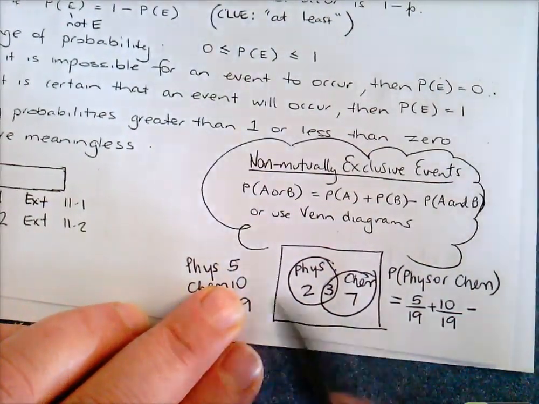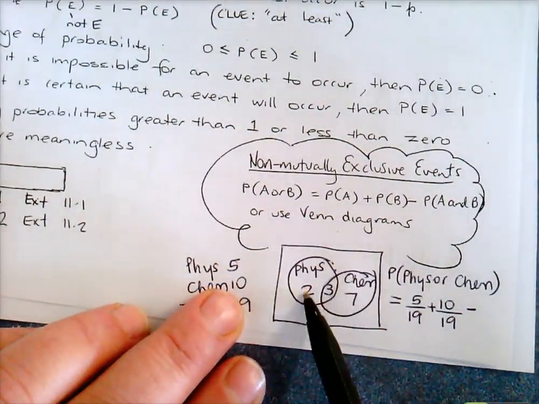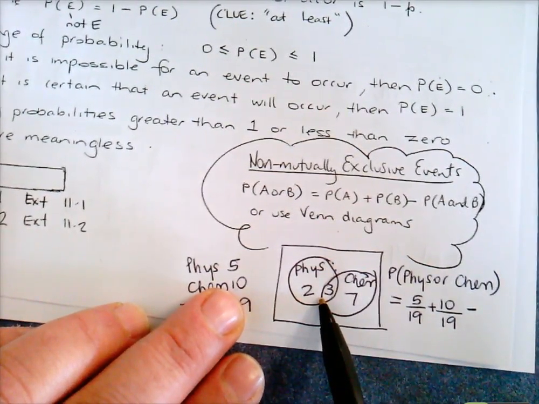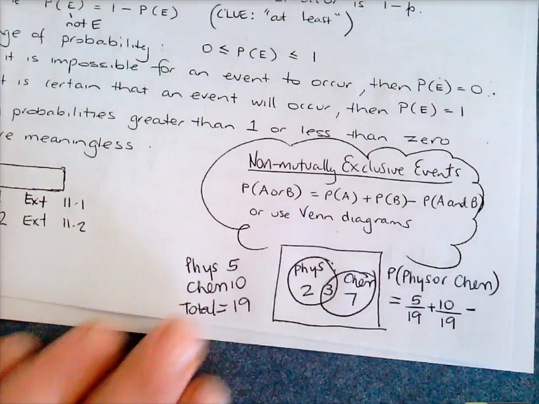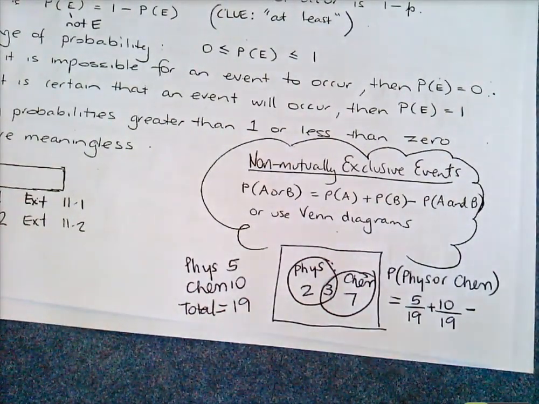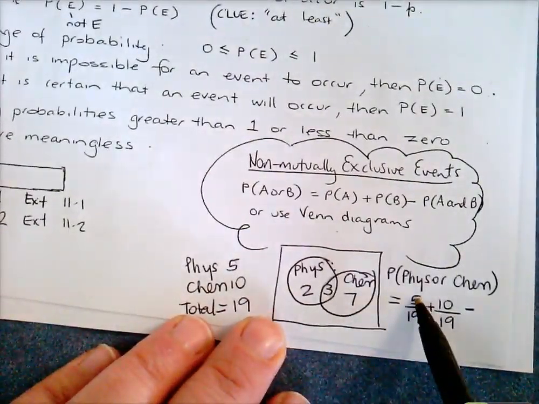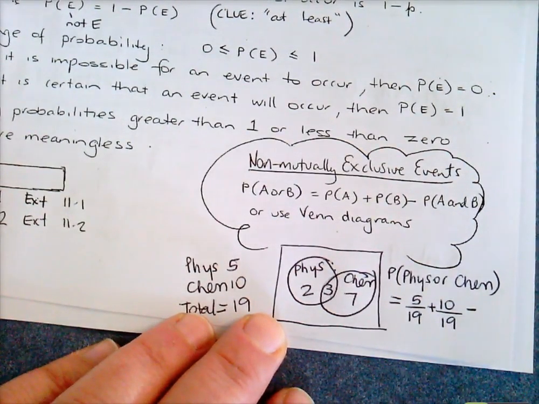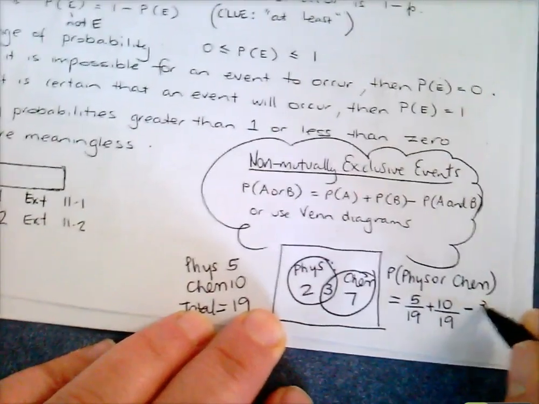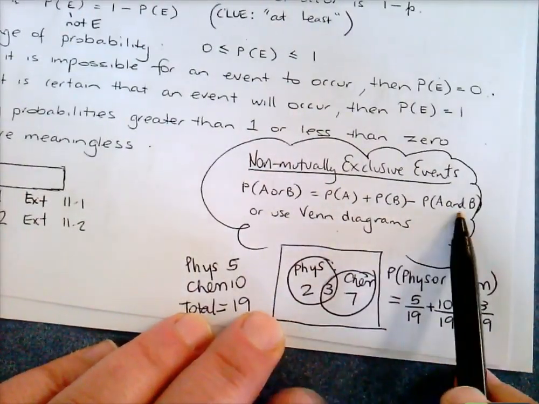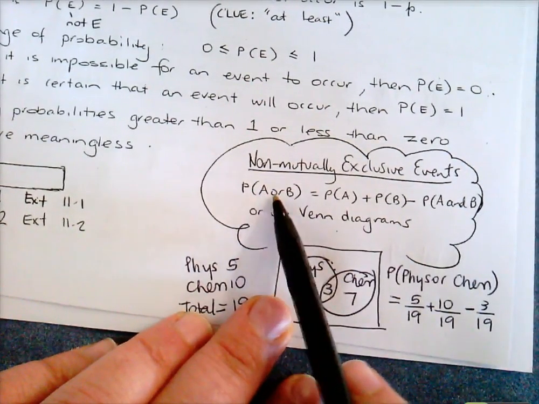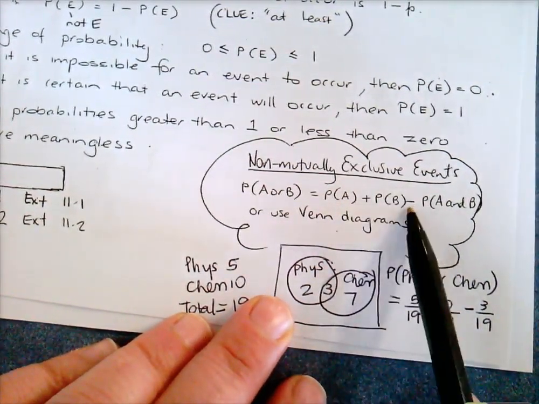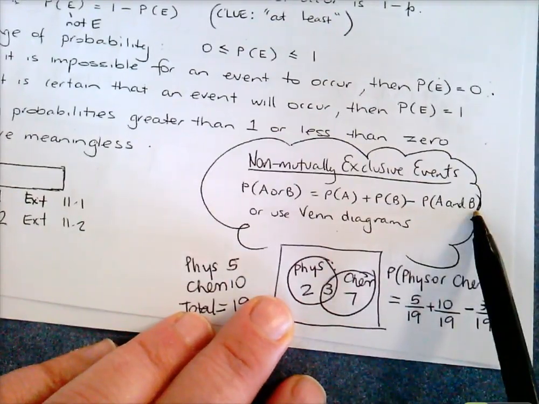Girls, it's not 15 of you. I've got to take away the people I've counted. See, girls, this is how many people. This is how you draw it. 7, no, that's not enough. It's got to be 7 plus 2 is 9 plus 3 is 12. The answer should be 12 out of 19 of you do physics or chem. But if I do 5 out of 19 plus 10 out of 19, haven't I counted 3 people twice? So I'm minus 3 out of 19.